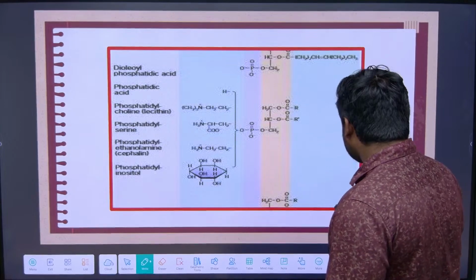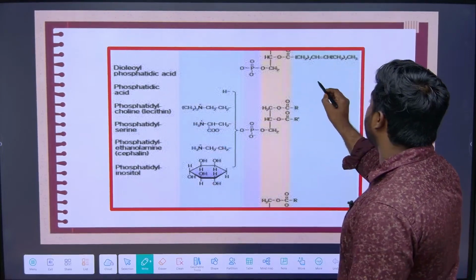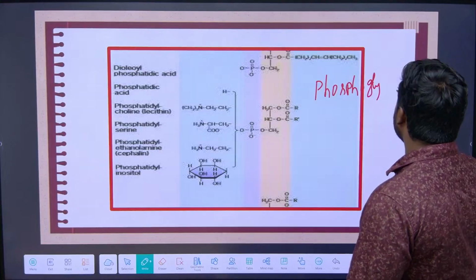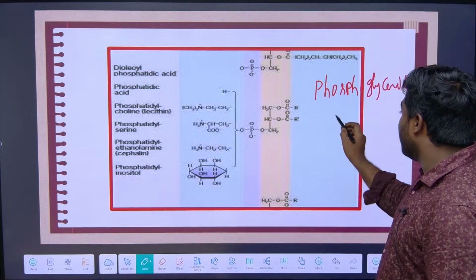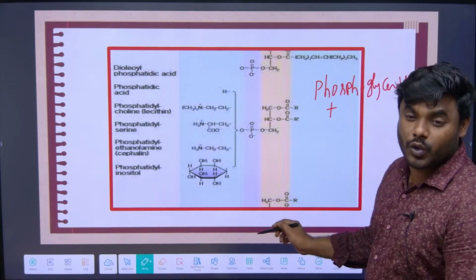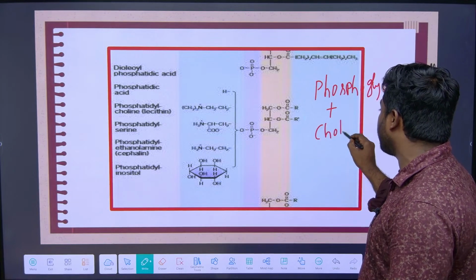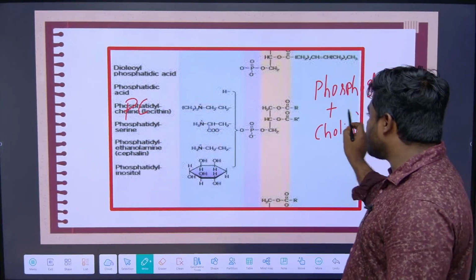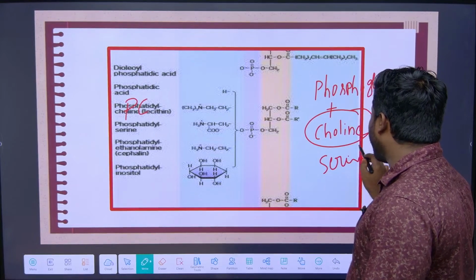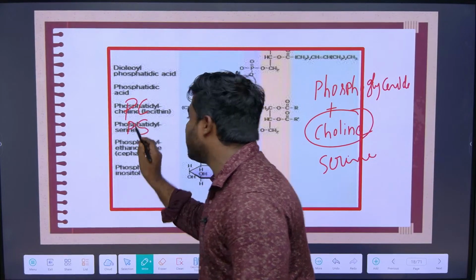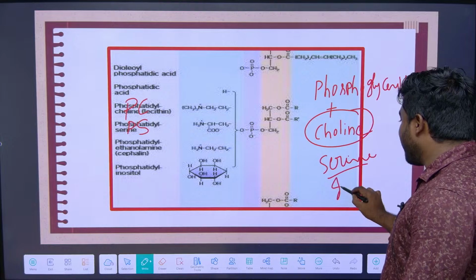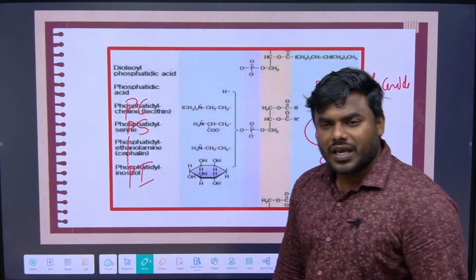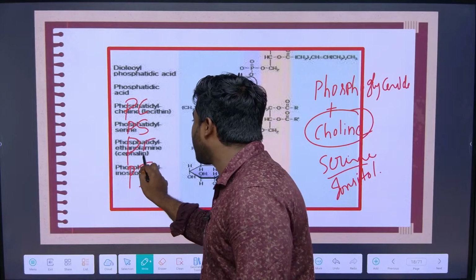Okay. Now listen. Anyway, I will explain in the functions also, but remember, if the phosphoglyceride has choline as its head group, we call it phosphatidylcholine. If instead of choline it has serine as its head group, we call it phosphatidylserine. Instead of serine, if it contains inositol as its head group, we call it phosphatidylinositol. If it has ethanolamine as its head group, we call it PE.